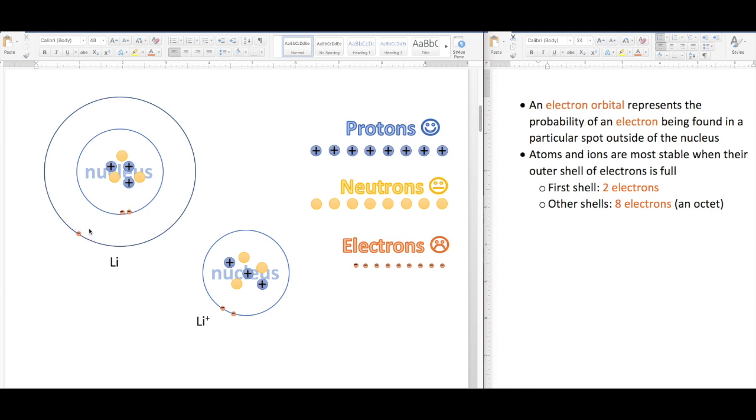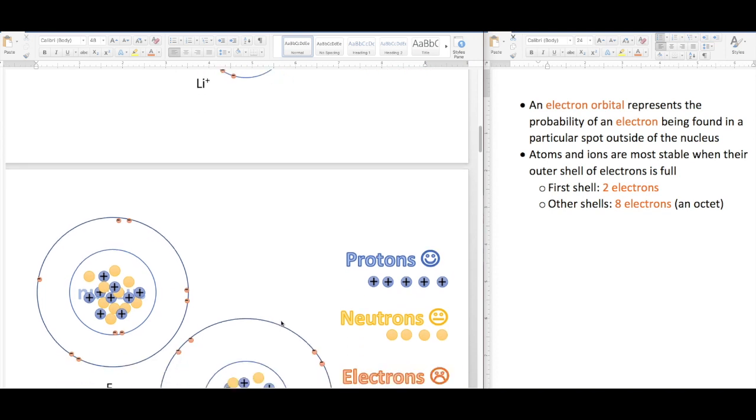But for now, just think about if this one is out there by itself, the easiest way to get a full outer shell of electrons is to get rid of this electron, and then the innermost shell is now also the outer shell. It's the only shell, and now it has 2 electrons in it, and that's why lithium tends to form a positively charged ion, a +1 ion, because that's how it is the most stable.